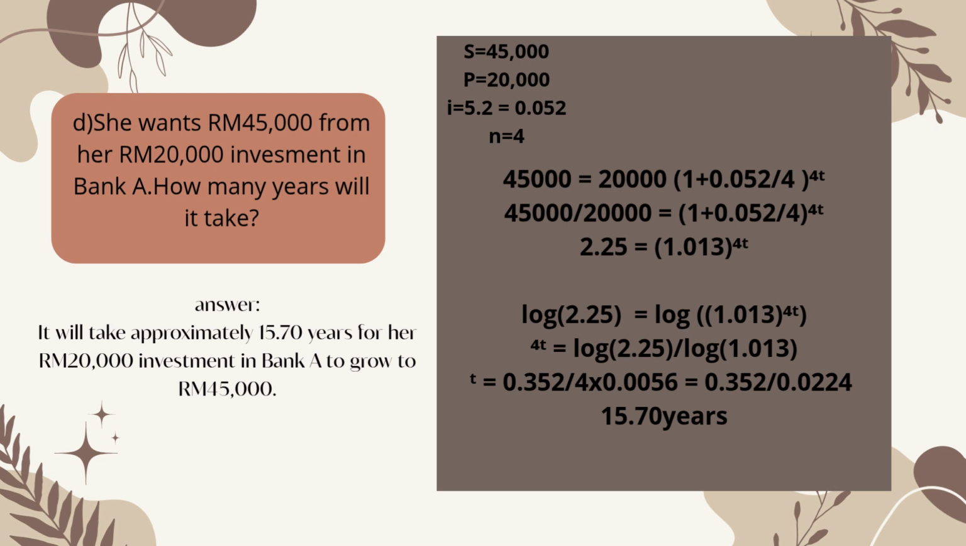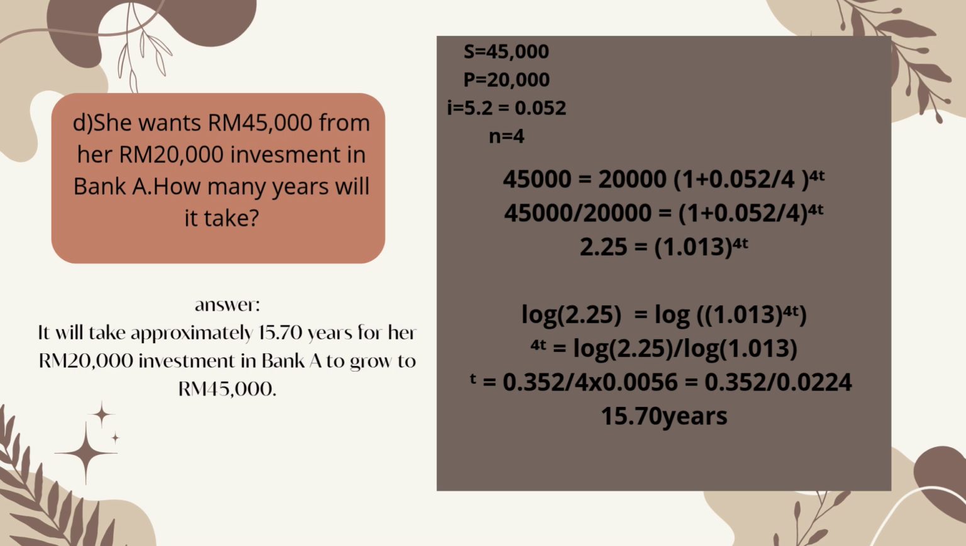So the other question is, she wants RM45,000 from her RM20,000 investment in bank. How many years will it take? So the information is S equals 45,000, P equals 20,000, I equals 5.2, which is 0.052, N equals 4. So we just put inside the formula, and then we got 2.25 and 1.013 power of 40.